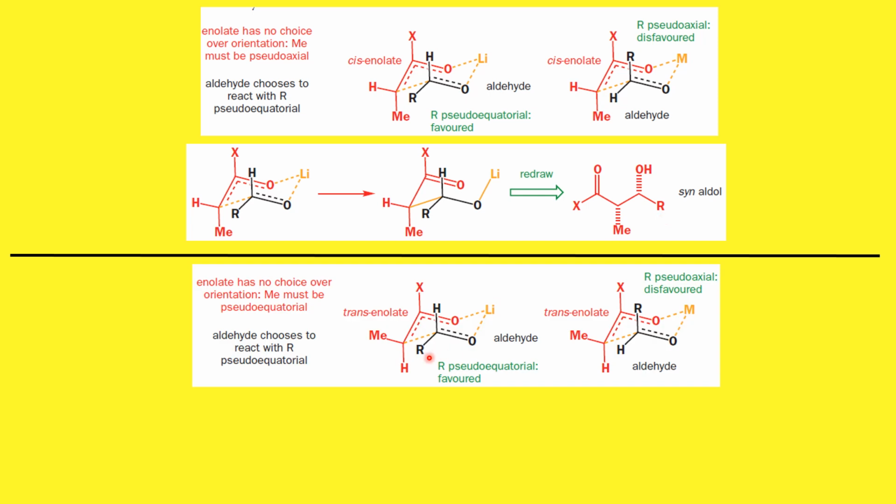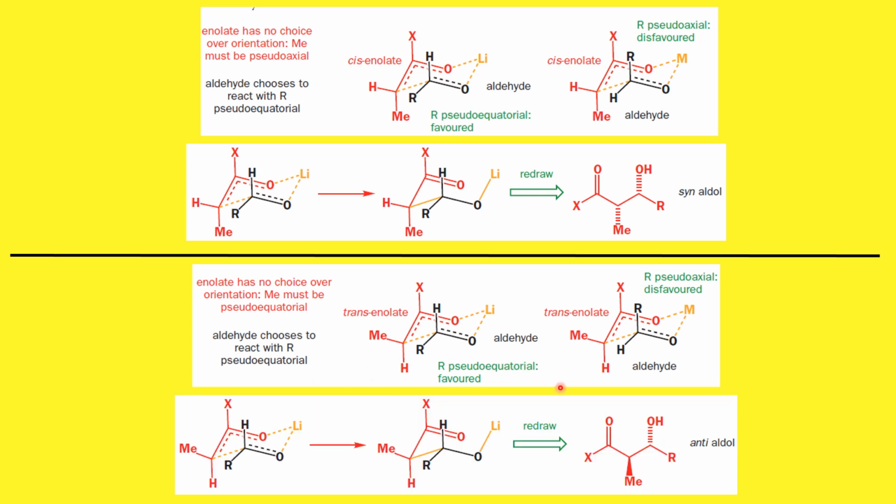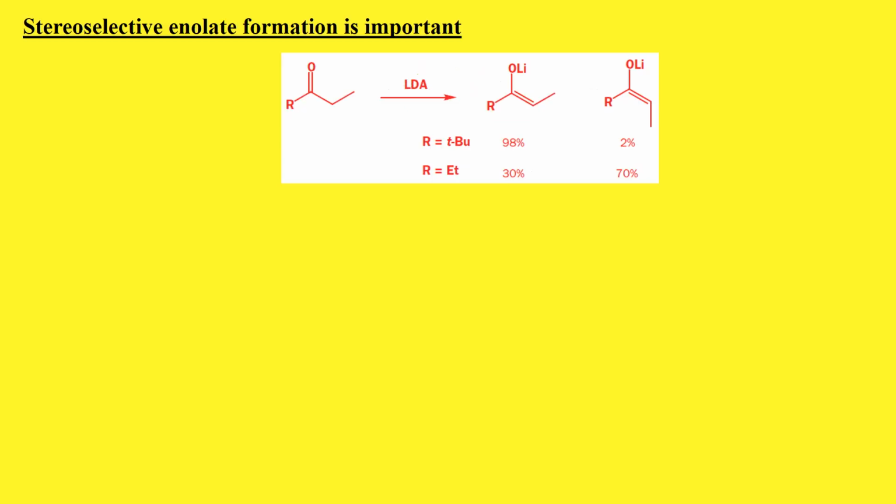And similarly when we talk about the trans-enolate, here the methyl which was earlier at the pseudo axial position is now at the pseudo equatorial position. Now in this case again this particular conformation is disfavored, because when the R group of the aldehyde is at the pseudo axial position, there is a 1,3-diaxial interaction between these two groups, so it is this conformation which will be favored. So in this case what we end up getting is the anti-aldol, and why we get anti-aldol is explained in this particular video.